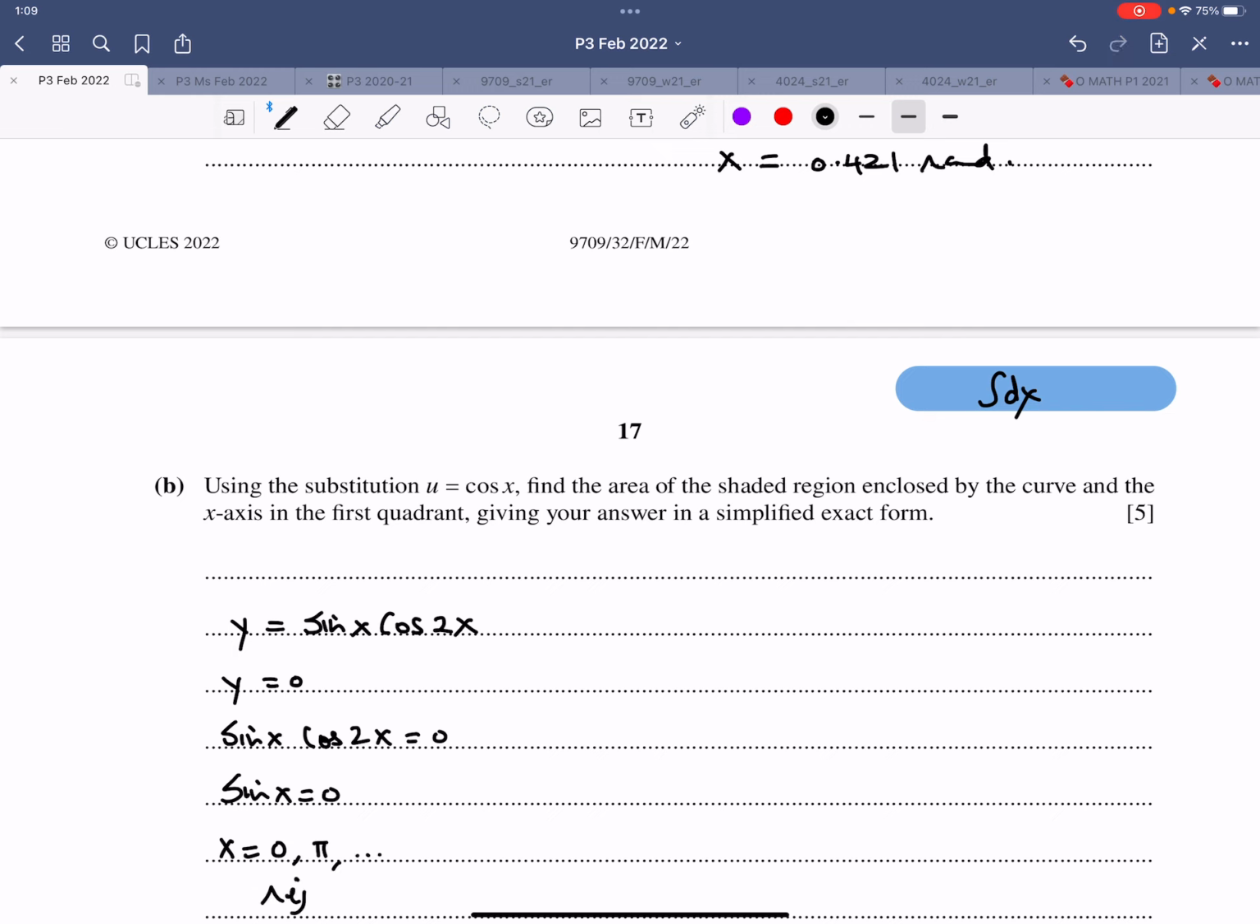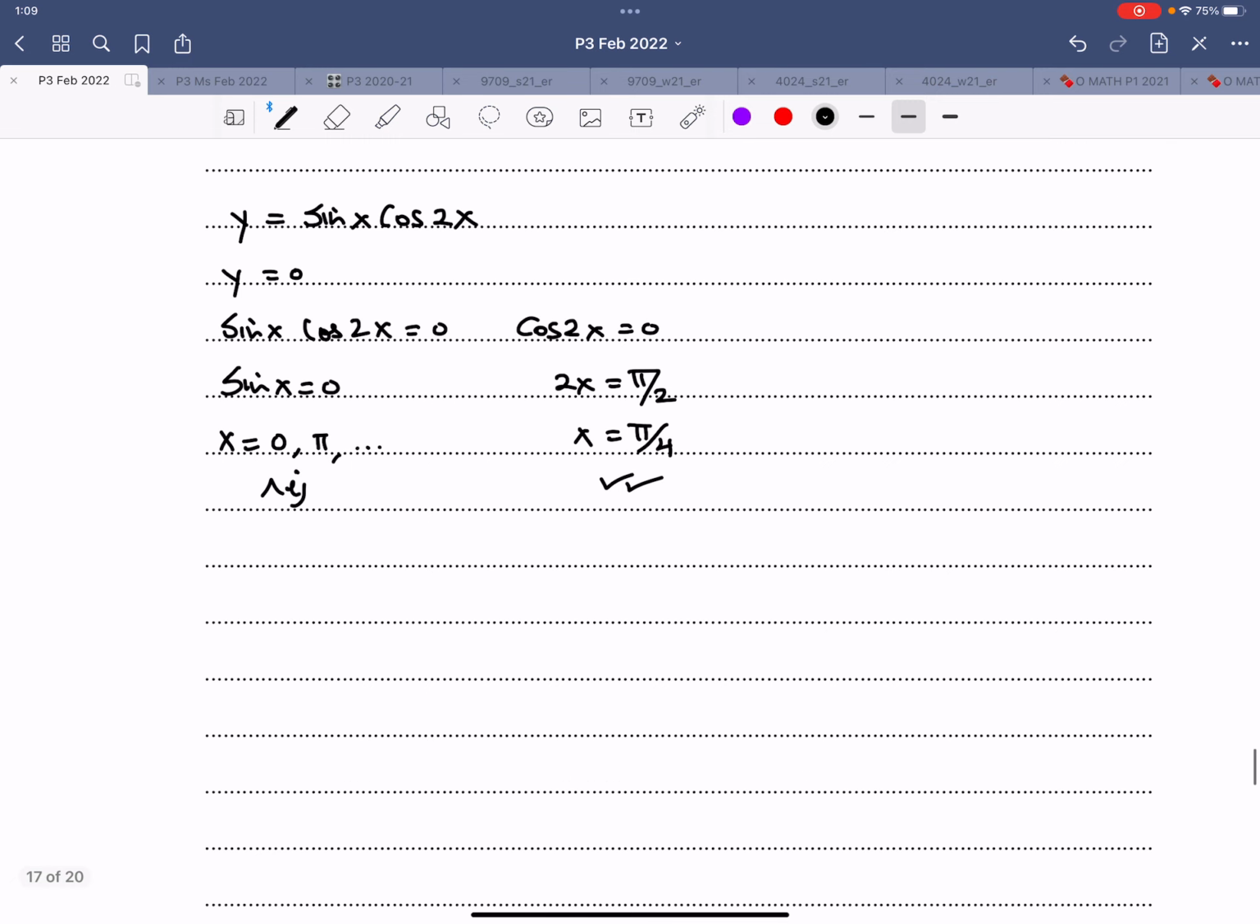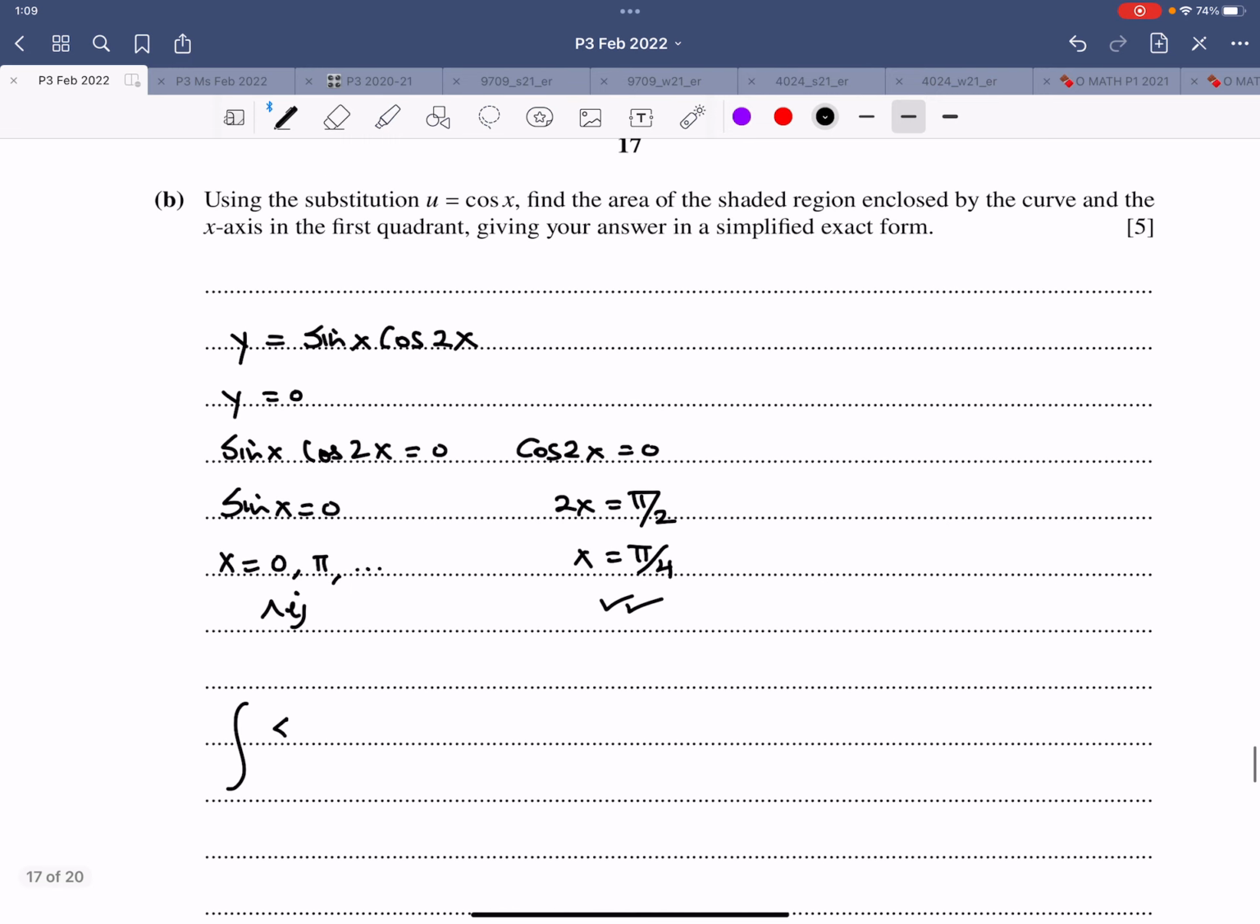And then cosine of 2x equals 0. Therefore, when is cosine 0? 2x equals pi by 2, x comes out to be pi by 4. This answer makes perfect sense. So now the second thing, your function is sine x cosine 2x dx between the limits 0 to pi by 2, and you are looking for the area of this shaded region.